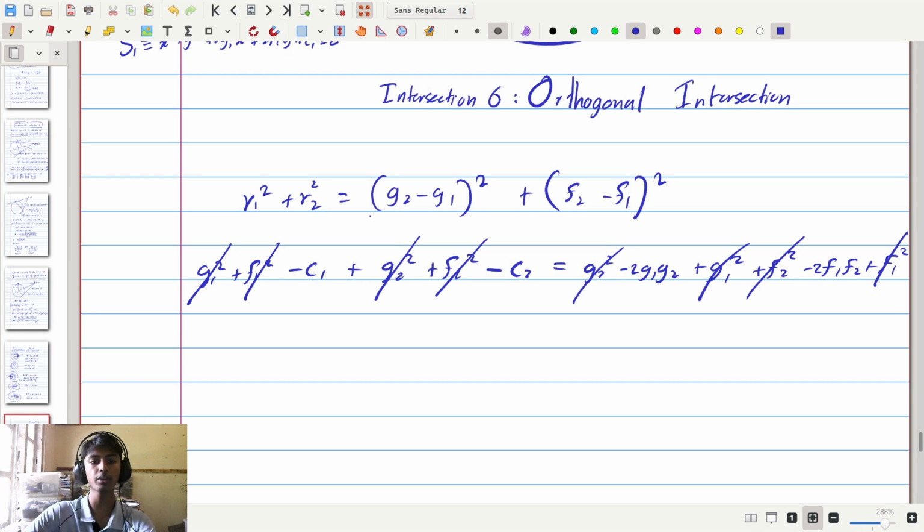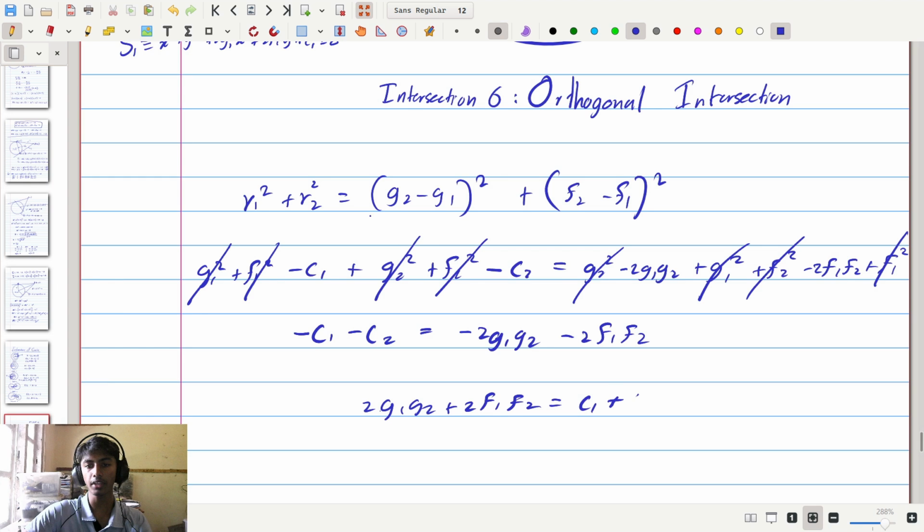Cancelling all of this out, what we're left with on the left is minus c1 minus c2. And on the right side what we have left is negative 2 g1 g2 and negative 2 f1 f2. Removing the negative sign, we can see that what we are left with is 2 g1 g2 plus 2 f1 f2 being equal to c1 plus c2. Now this is a sufficient condition, and we've simplified it enough that people have decided that this is a good condition for us to check. So that's going to be the condition that we're going to check.